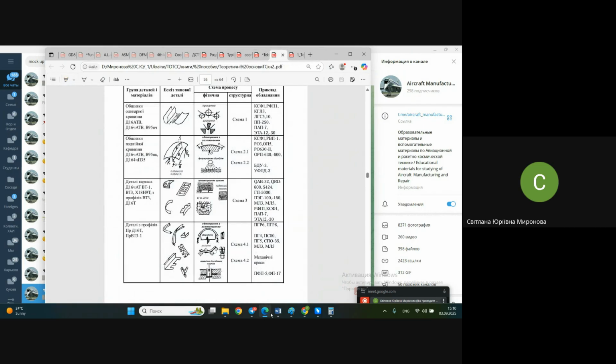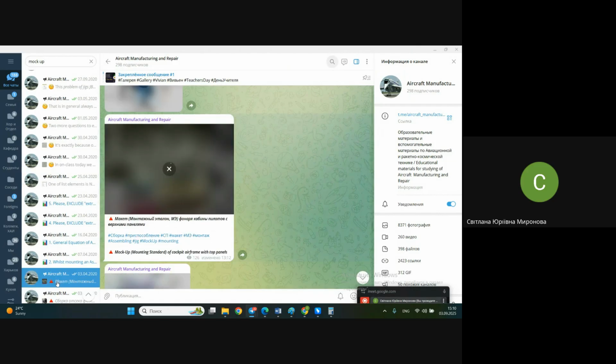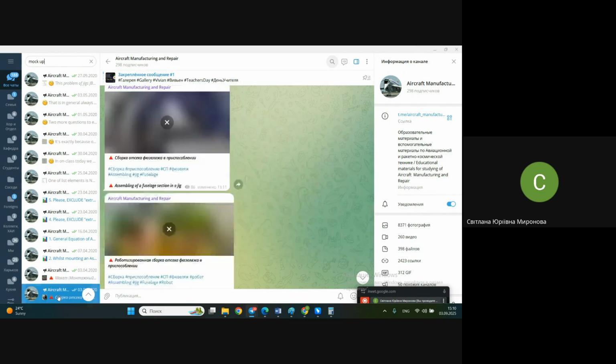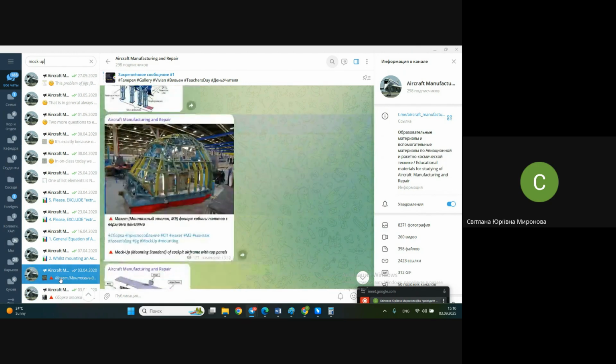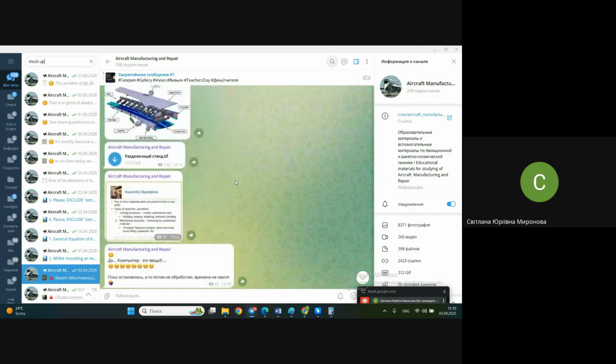Where have we been? In Telegram. We've been searching for the mockup. No, I hope the general idea you already understood. I'm not insisting it's completely the same. Where is it? I had it somewhere.